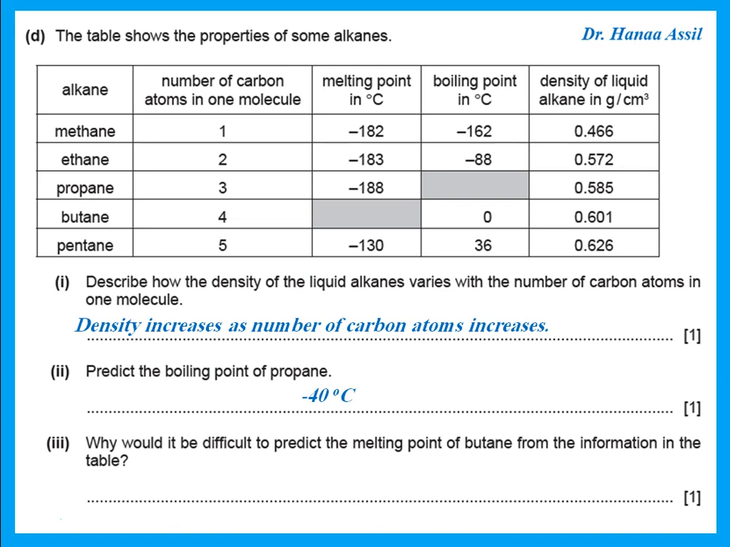Why would it be difficult to predict the melting point of butane from the information in the table? Well, let's take a look. What's happening with the melting point? From methane to ethane, it decreased. From ethane to propane, again, it decreased. But then if we look at pentane, it increased. From propane to pentane, it increased. So I don't know from propane to butane, would it increase or decrease? This is because there is no clear trend.